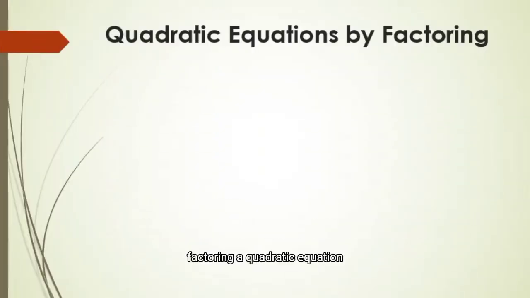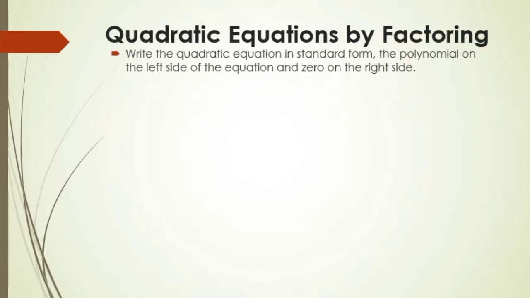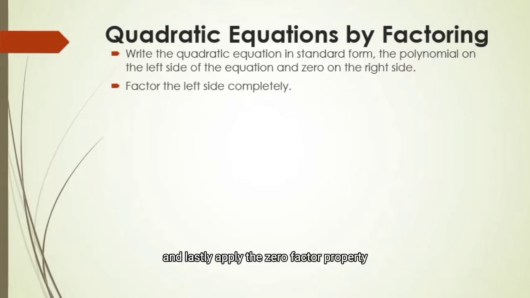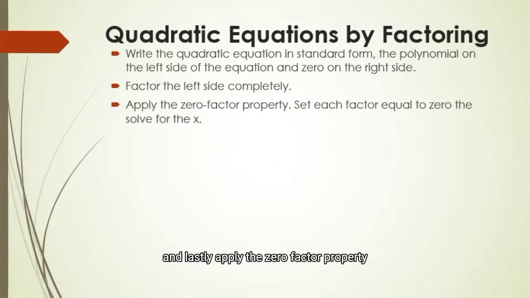Factoring a quadratic equation can be defined as the process of breaking the equation into the product of its factors. In other words, we can also say that factorization is the reverse of multiplying out. In factoring a quadratic equation, we should follow these steps. First, write the quadratic equation in standard form, the polynomial on the left side of the equation and 0 on the right side. Second, factor the left side completely. And lastly, apply the zero factor property. Set each factor equal to 0, then solve for x.